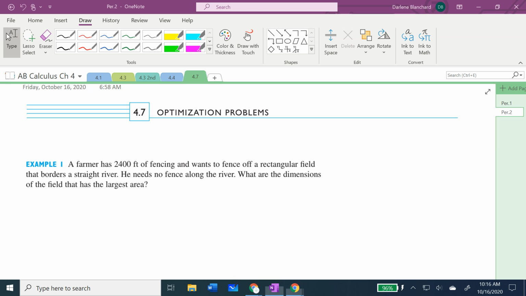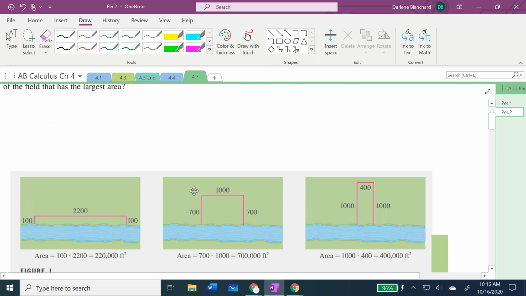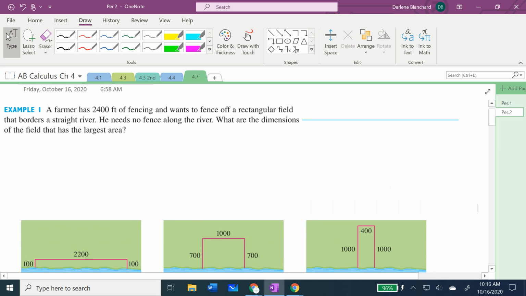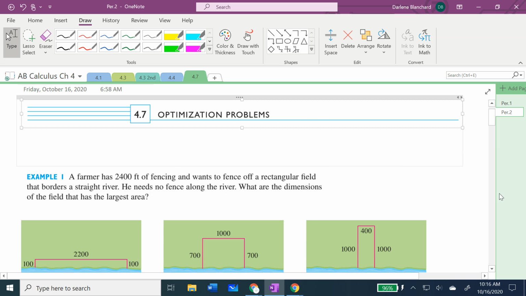So we have a farmer with 2,400 feet of fencing, and I can't get my screen to move. Why is it not listening to me? Okay, my computer's having lag time, I think. Yep. Okay, finished with your lag? Okay. Move. All right, just move how you want then. So I've got some diagrams ready. I think I see what just happened. Okay.